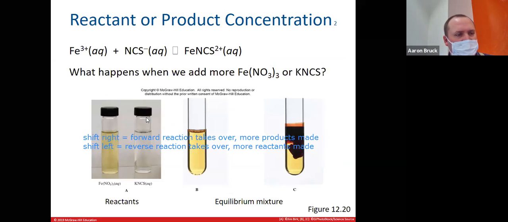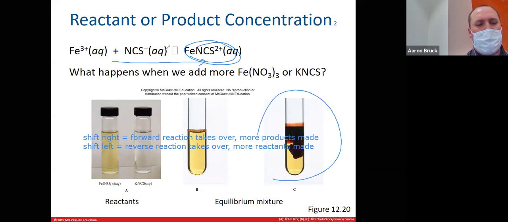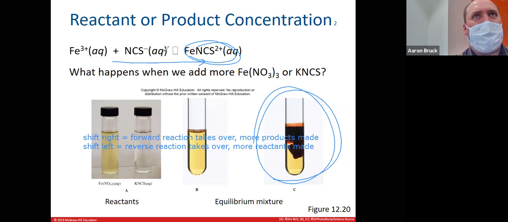So I go back to this problem here. What happens if I add more reactant? Well, Le Chatelier's principle tells me that adding more reactant is going to cause the shift to go away from the reactants. We're going to see a shift to the right, which means we're going to get more of this blood red complex. And that's what we see in panel C there.